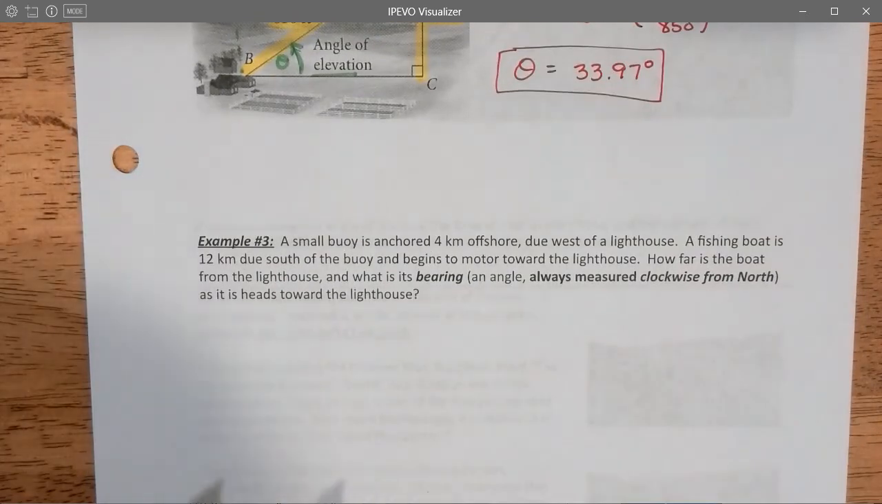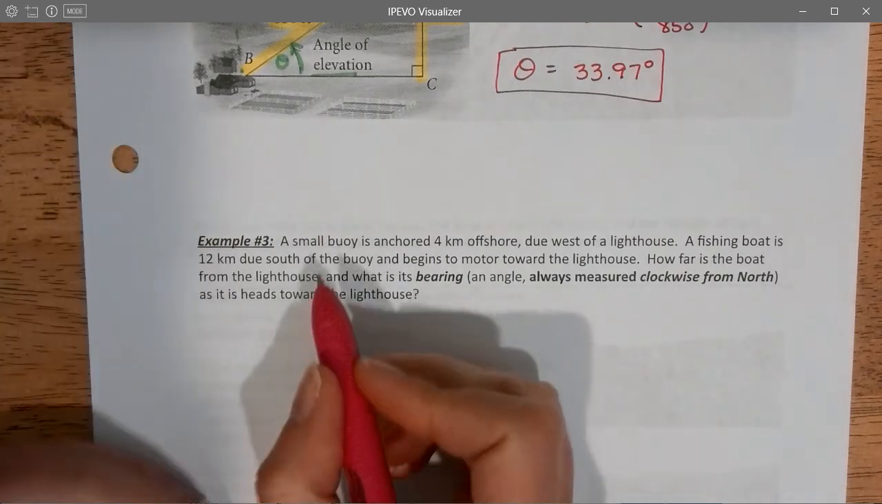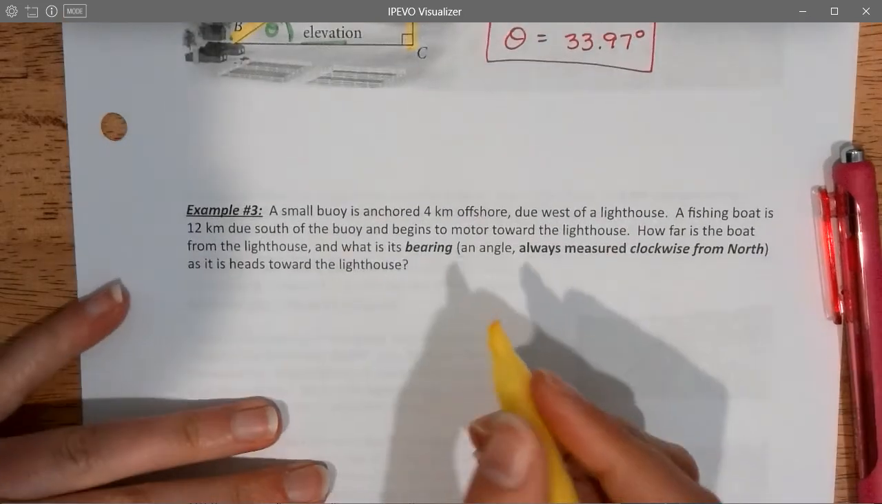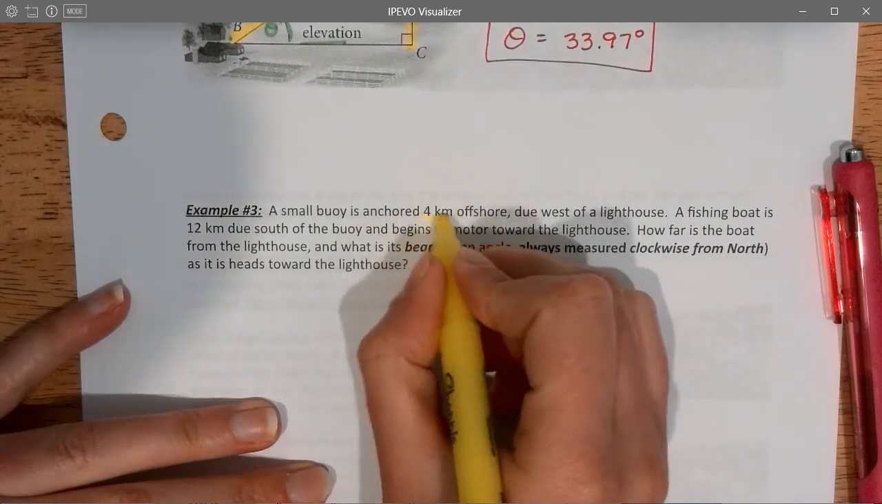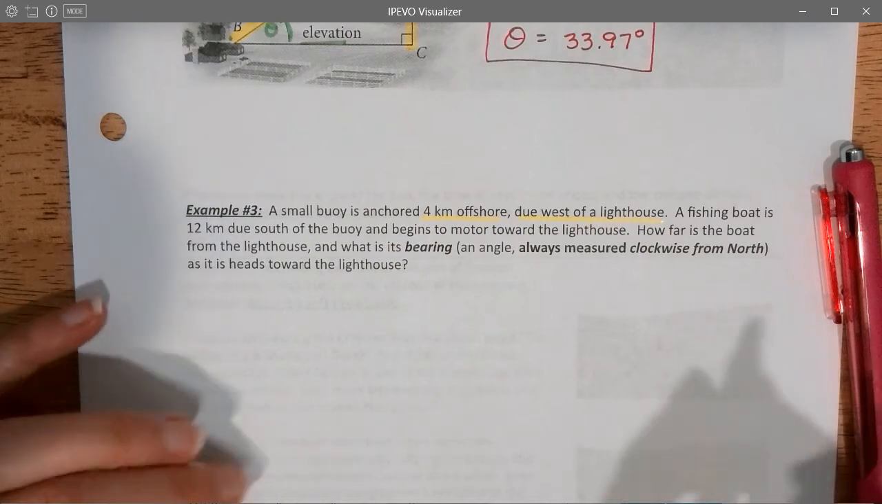Alright, in the next one, we're going to have to draw ourselves our own triangle. So let's see how this goes. Let's look at some of the pertinent information here. We have a small buoy anchored 4 kilometers offshore due west of a lighthouse.